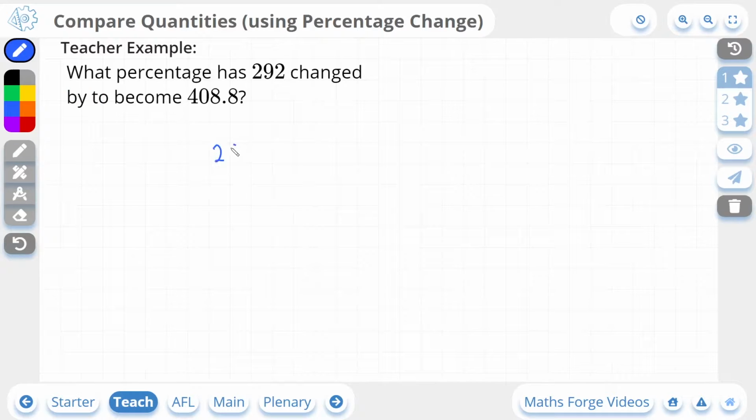We're going to say 292 has been increased, and we show increase by multiplying with a bracket and 1 plus the percent it's been increased by, which is going to be the actual percentage as a fraction over 100. This is how you increase numbers by percentage. You take the number that you're trying to increase and you multiply it by 1 plus the percentage over 100. And this produces a value of 408.8.